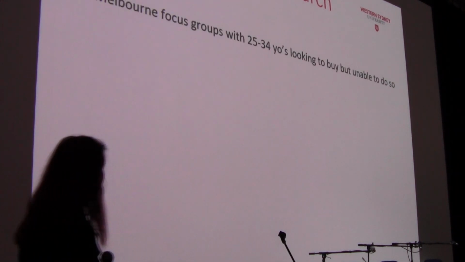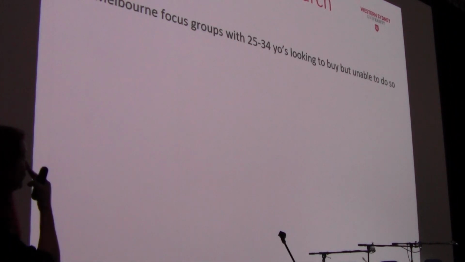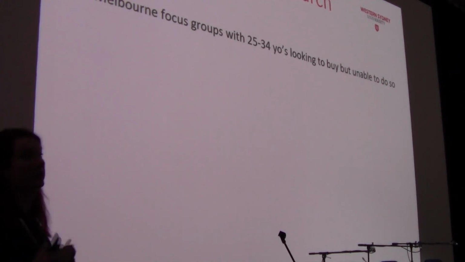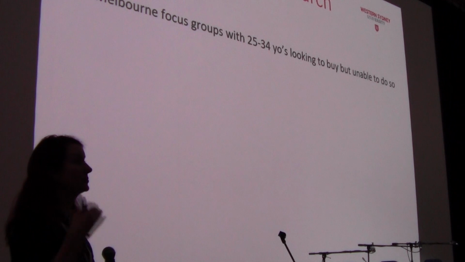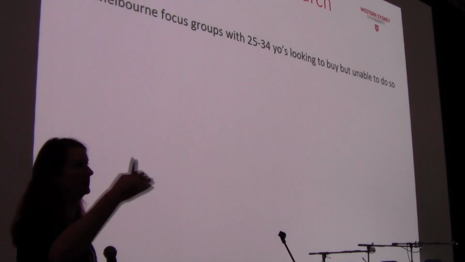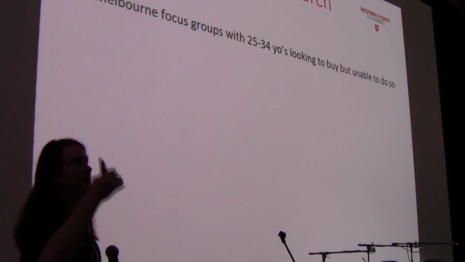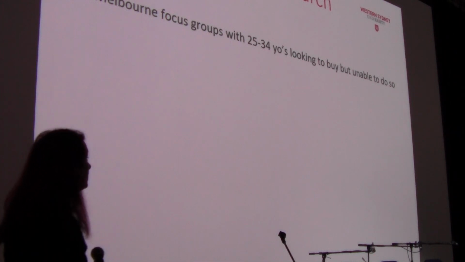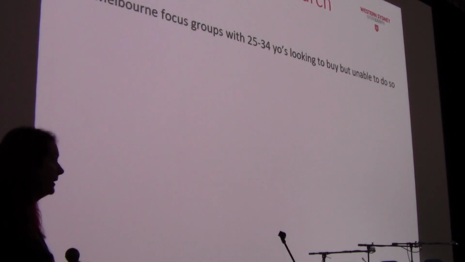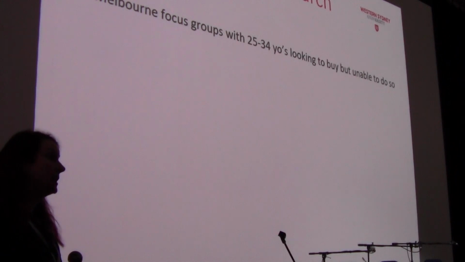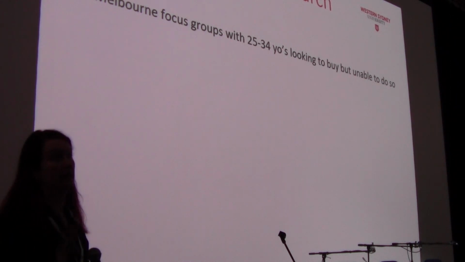So we ran focus groups with 25 to 34-year-olds who were looking to buy but unable to do so. They had the deposit, they had an income, and they were constantly chasing that deposit gap because the houses were just going up and up. And so we put out a call. We didn't say it was about CLTs. We didn't talk about what we were going to be discussing. We just said, are you trying to buy your home but unable to do so?